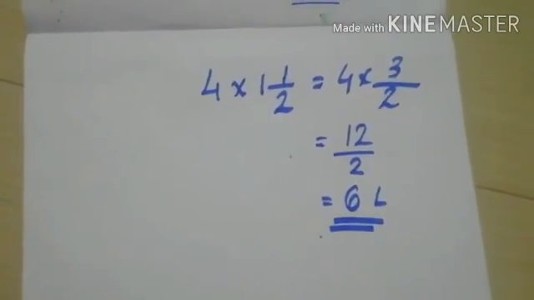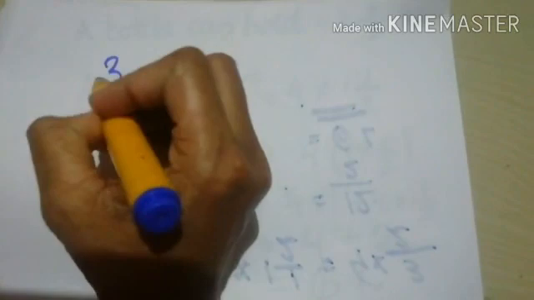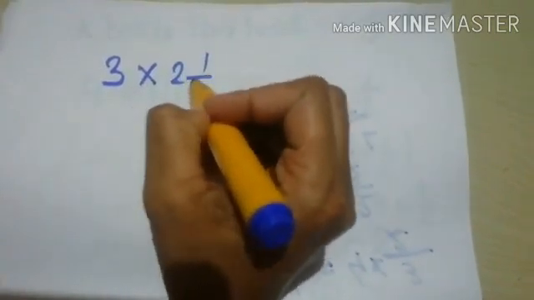Okay, dears? My next question is, find 3 times of 2 1 by 4. In this section, we are dealing with numbers in terms of times. Okay, so here we need to find out 3 times of 2 1 by 4. In our previous question, I have said 2 methods of solving these kinds of problems.